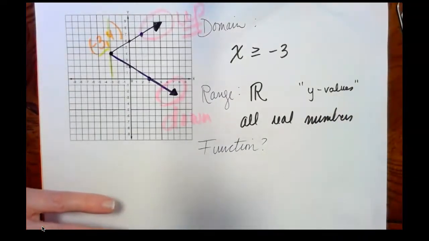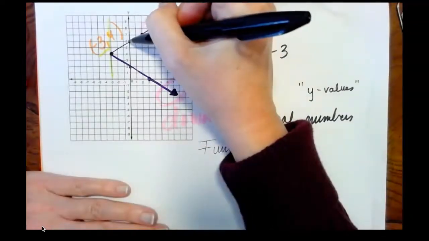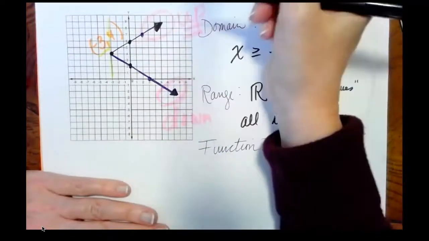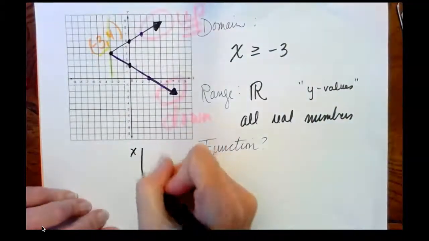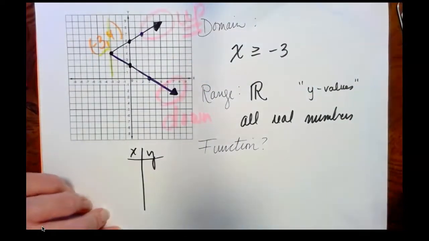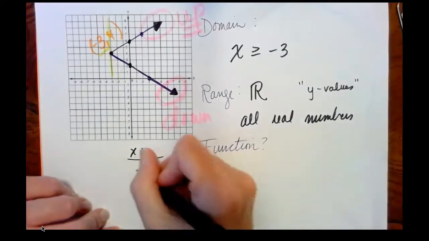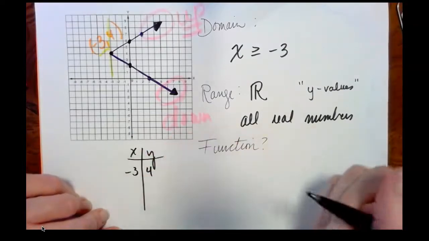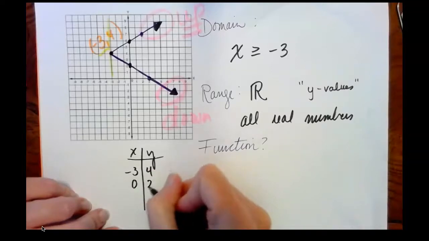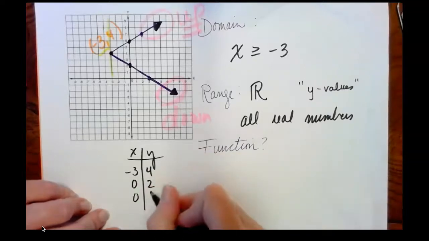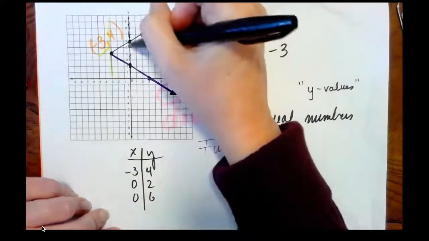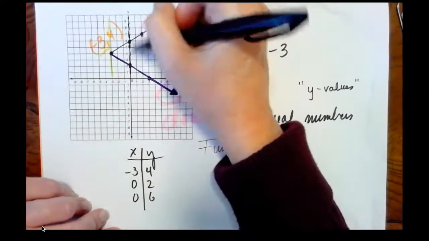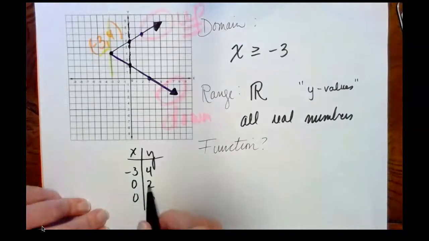Is this a function? Well, if we were to make an XY chart for some of the points that we can see on this graph, we see that -3, 4 is on that graph. We see that 0, 2 is on that graph. 0, 6 is on that graph. And right away, this presents a problem in terms of being a function, because 0 is mapping to 2, 0 is also mapping to 6.